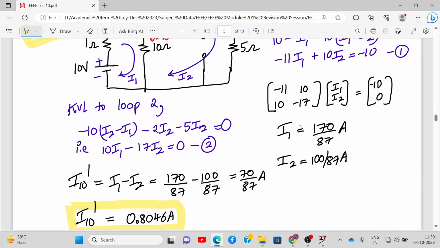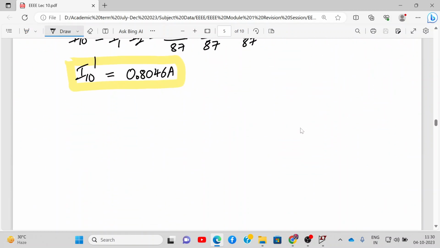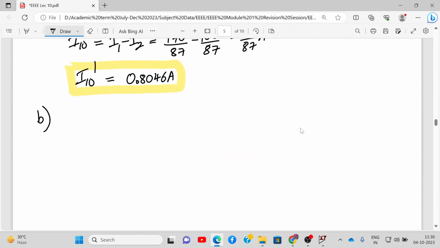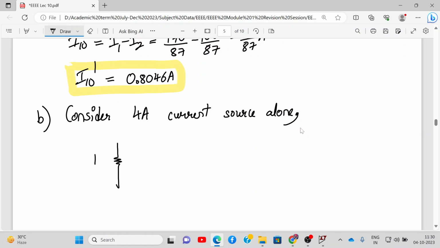Alright, so let's do it. So we write over here for the second part: consider the 4 ampere current source alone. That means we have to short circuit the 10 volt voltage source. So here we'll have the 1 ohm resistance, and this will be short circuited.